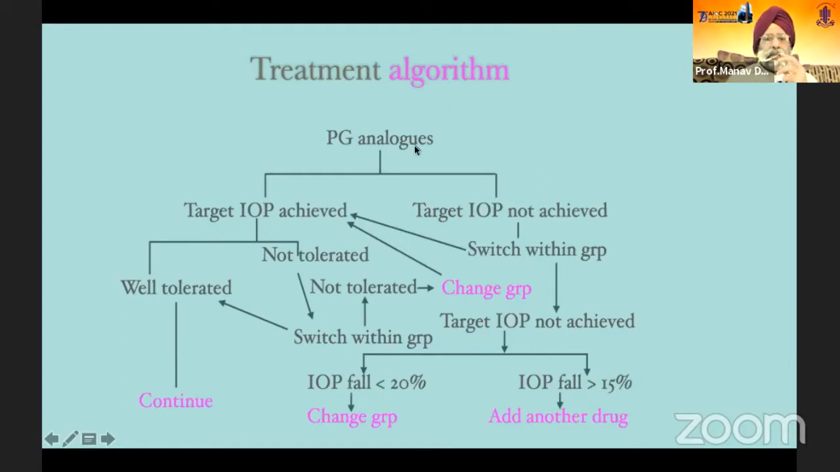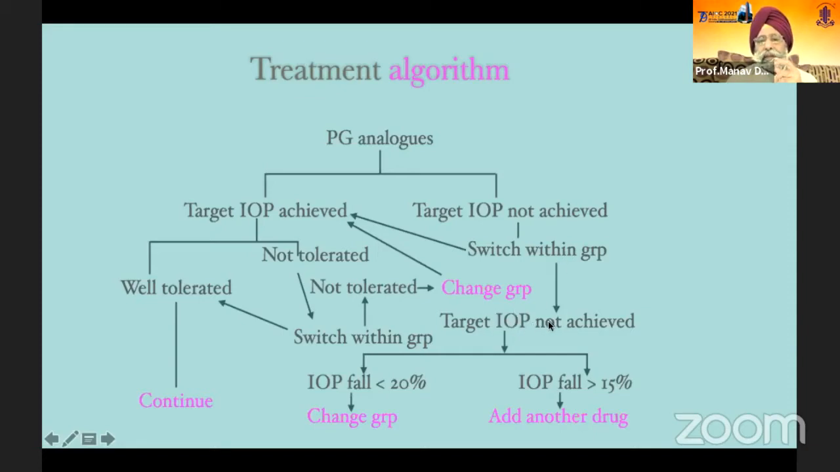We start with PG analogs, and if the target IOP is achieved and the drug is well tolerated, we continue with the treatment. However, if the target IOP is achieved but the drug is not tolerated, then we switch within the group, because another drug may be better tolerated. And if the second drug is tolerated, then we continue with the treatment. In case the target IOP is not achieved, then we again switch within the group, because efficacy within the group may also be different.